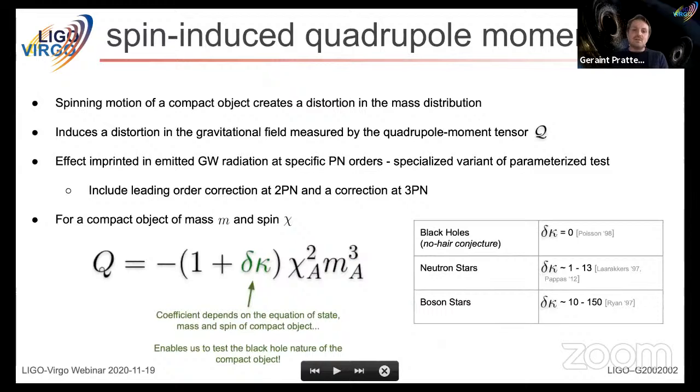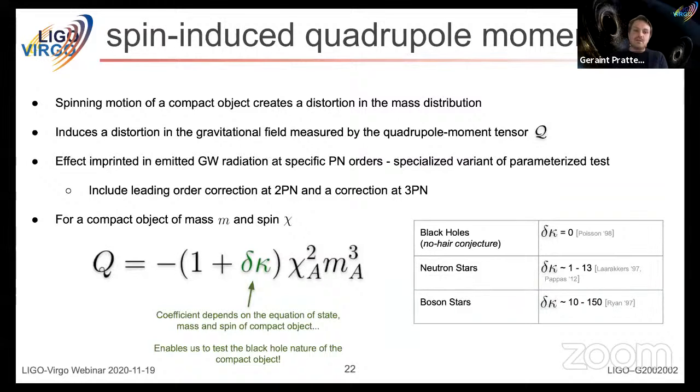Next up is the spin-induced quadrupole moment. This is actually a specialized variant of the parameterized test that I just discussed. Now, the scenario here is that the spin in motion of a compact object will create a distortion in the mass distribution. And this distortion in the mass distribution then propagates through to the gravitational field and can be measured by something known as the quadrupole moment tensor. Now, the key point here is that this whole effect gets imprinted in the emitted gravitational wave signal at specific PN orders. That's why it's a specialized variant of this parameterized test.